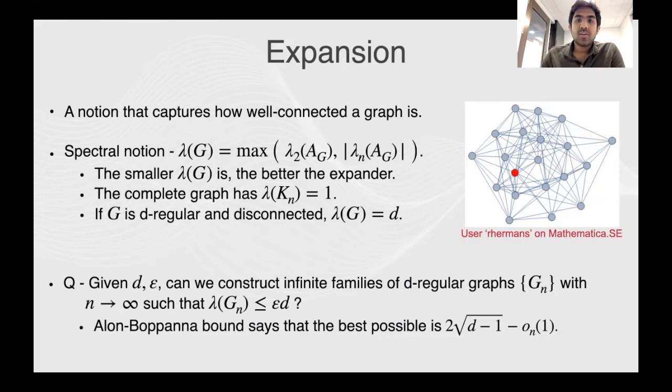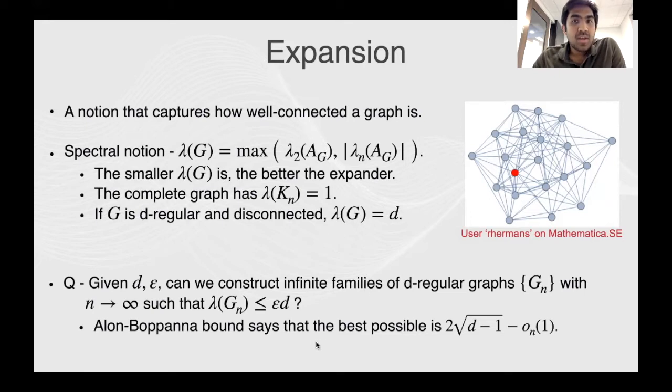Here we want to think of n as the number of vertices of the graph, which goes to infinity. So you want an ever increasing family of graphs such that the spectrum is bounded, so the second largest eigenvalue is bounded away from d by epsilon d. And the key thing is you have the freedom to choose d once you are given an epsilon, so you can make it very small.